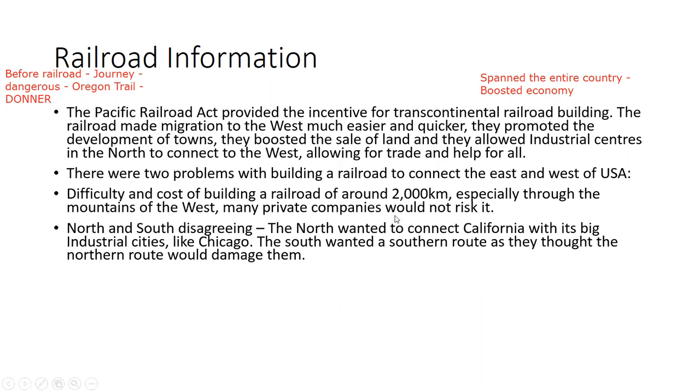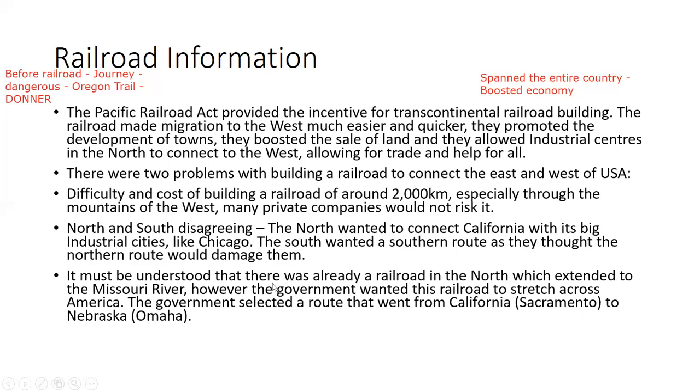The other problem before 1862 was that the North and South disagreed. Surprise, surprise. Okay, remember, this was a time where they were fighting one another in the Civil War. The North wanted to connect California with its big industrial cities like Chicago. And the South wanted a southern route as they thought the northern route would damage them overall. Okay?